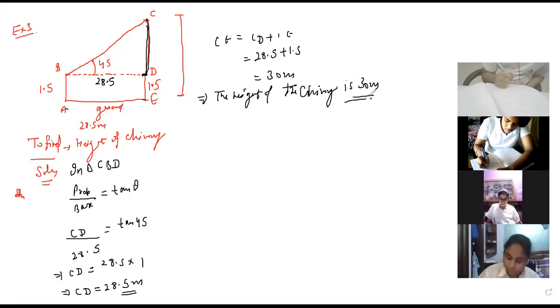Look at this very carefully once. Then we'll move to the next.